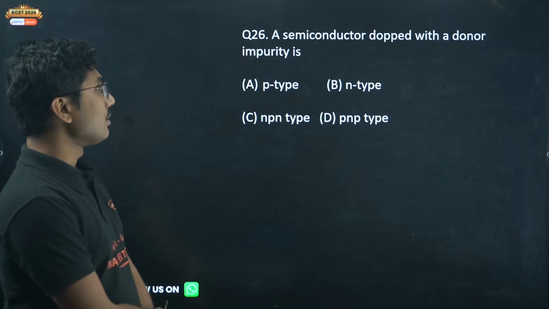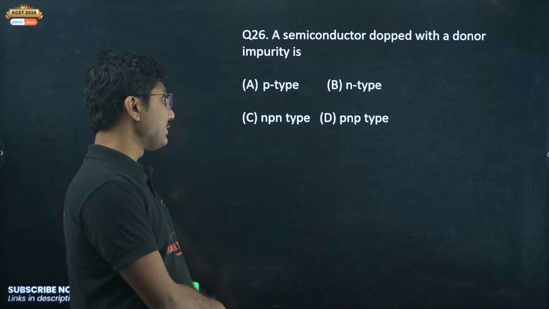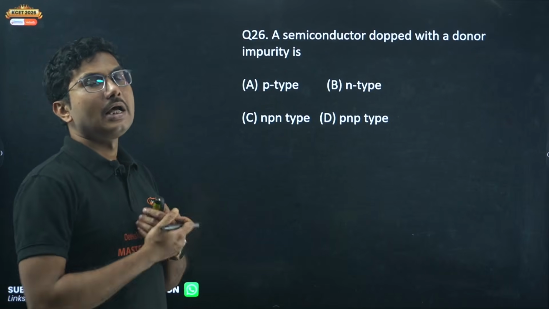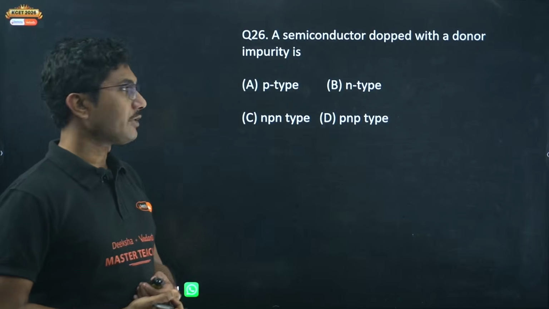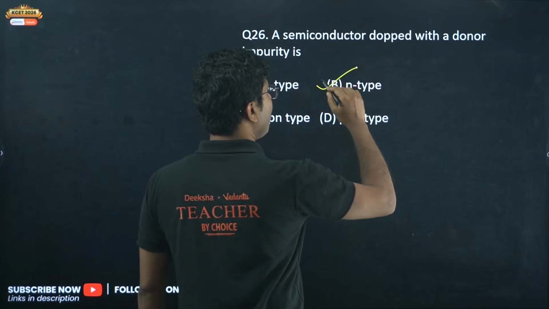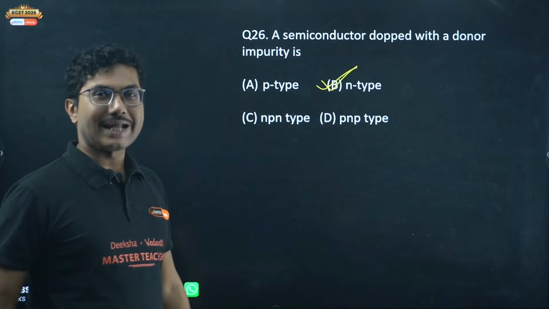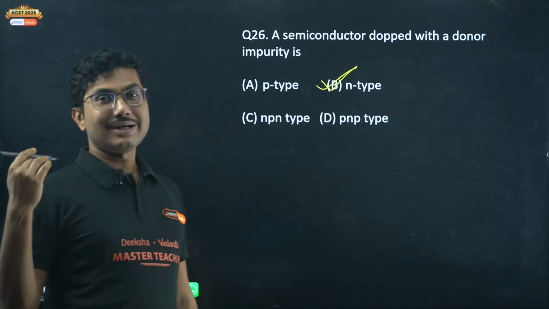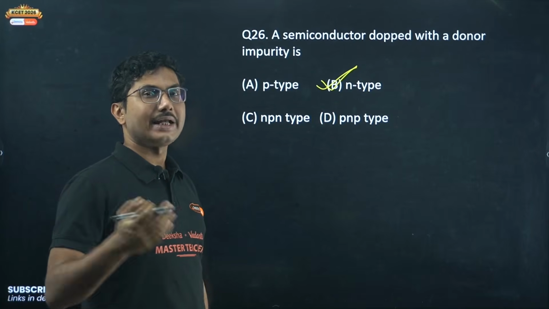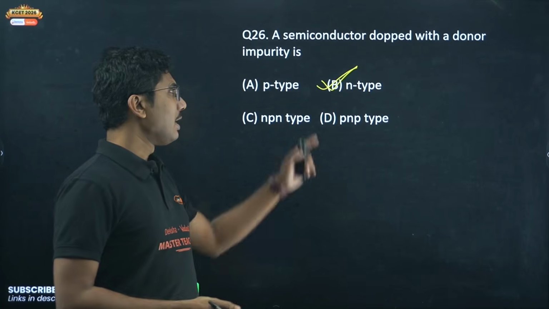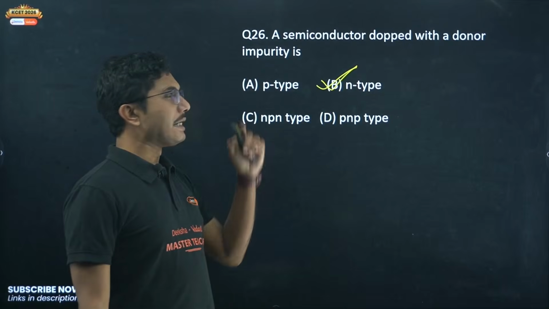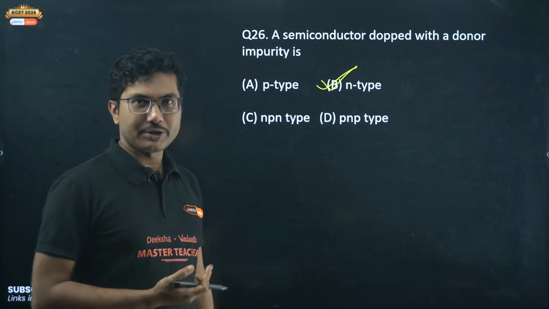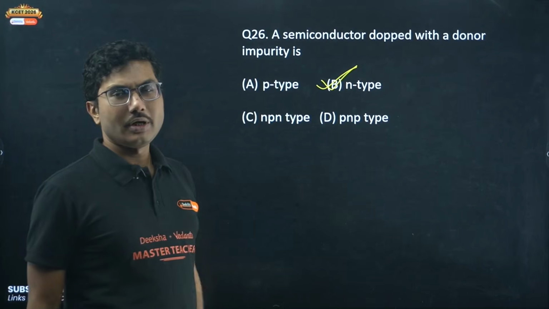A semiconductor doped with a donor impurity is, so a donor impurity basically gives away electrons. Giving away electrons means the semiconductor has more electrons. Basically it's n type. Donor is n type. Acceptor means it accepts an electron, which creates an extra hole. That means it is p type. P type means more holes, n type means more electrons. N stands for negative, P stands for positive. Negative type means more electrons have to be there. So that means it is doped with a donor impurity.